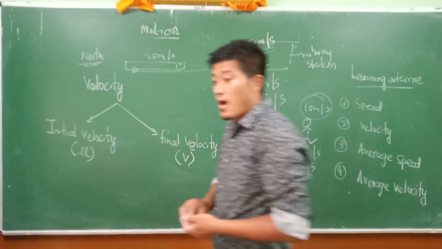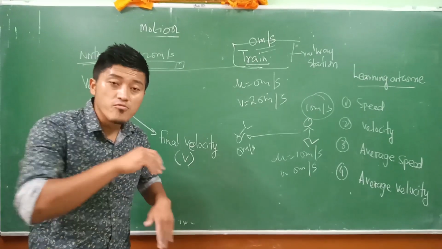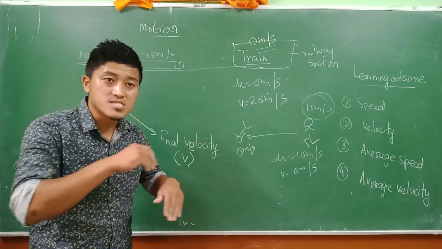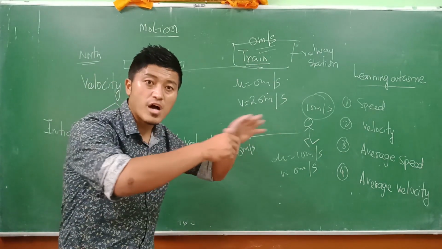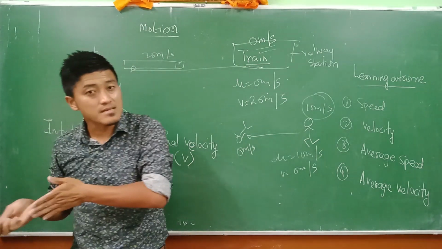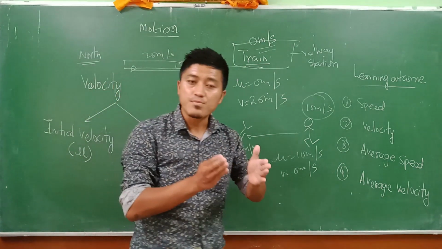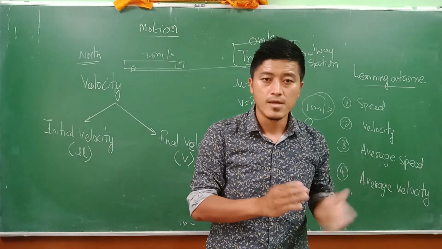Understand? Or else we can also give an example like a dog is moving with a velocity of 10 meters per second, suddenly saw a bomb and he ran with another velocity of 20 meters per second. Now that 10 meters per second is the u and the 20 meters per second is the v, that is the final velocity. Is that clear? Okay.